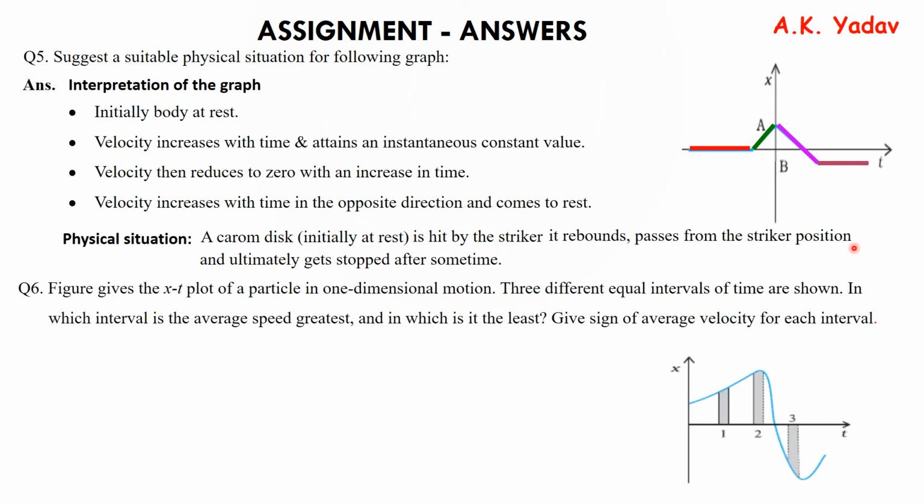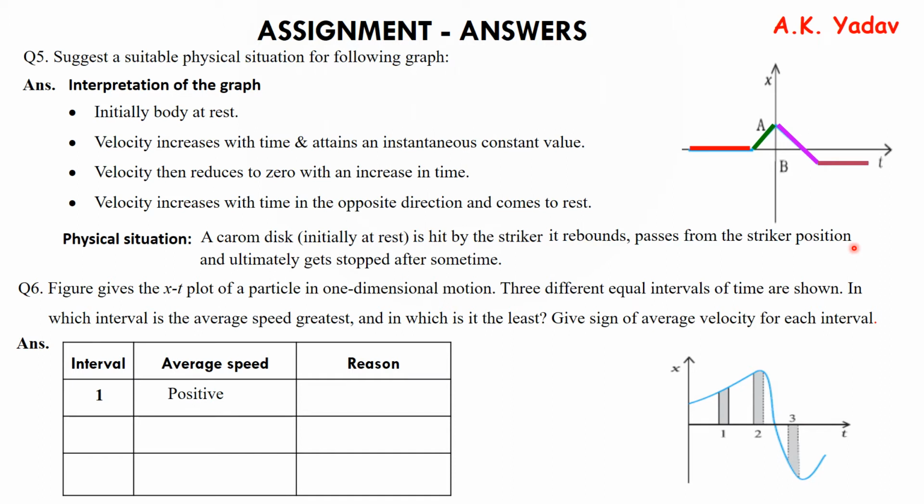Question number 6. The figure gives the x-t plot of a particle in one-dimensional motion. Three different equal intervals of time are shown. In which interval is the average speed greatest and in which is it least? Give the sign of average velocity for each interval. I suggest you zoom the graph so that you can see it properly.